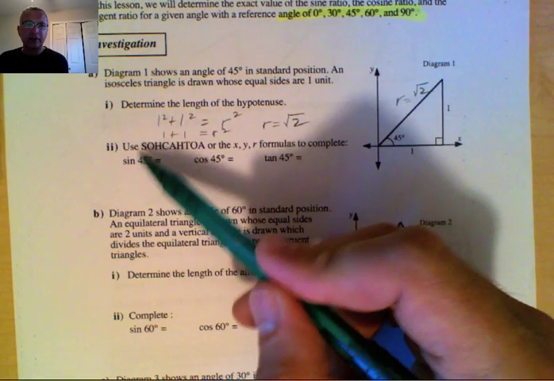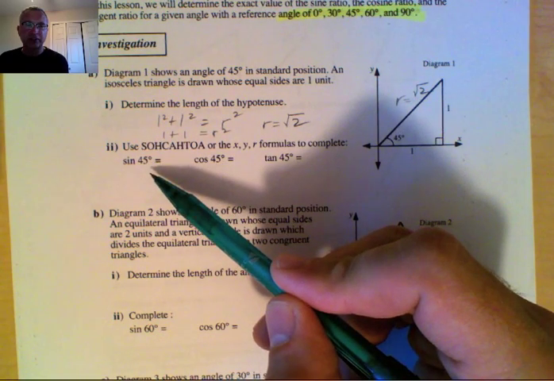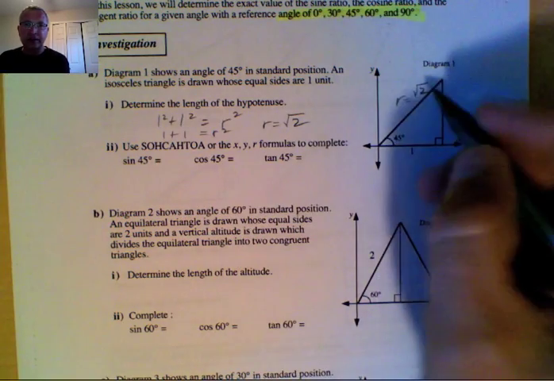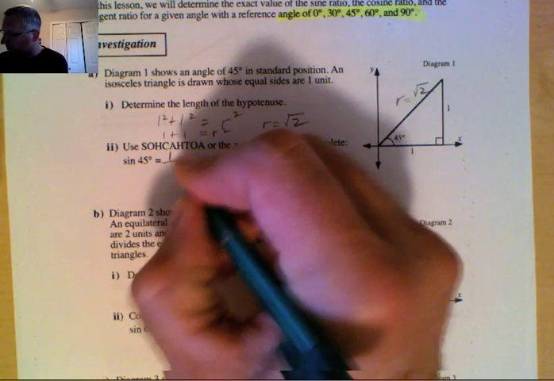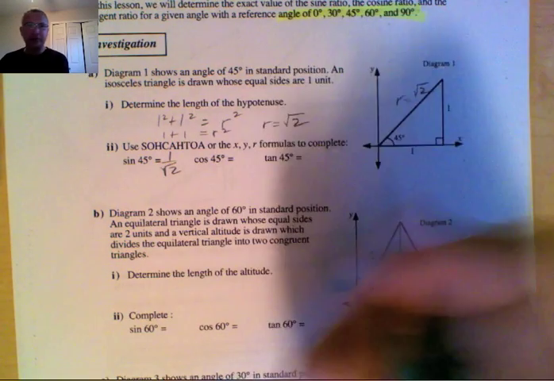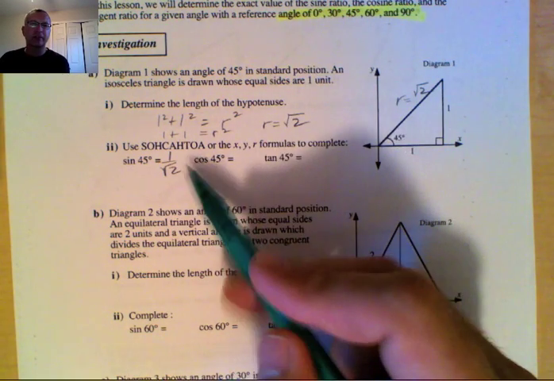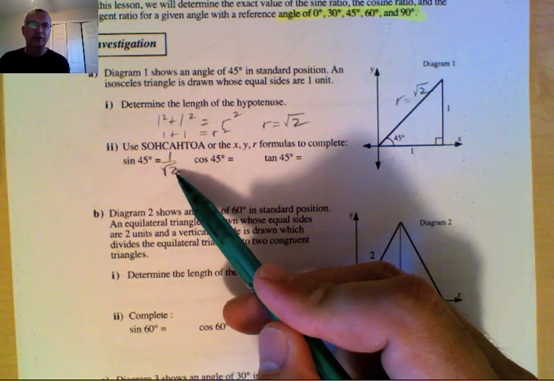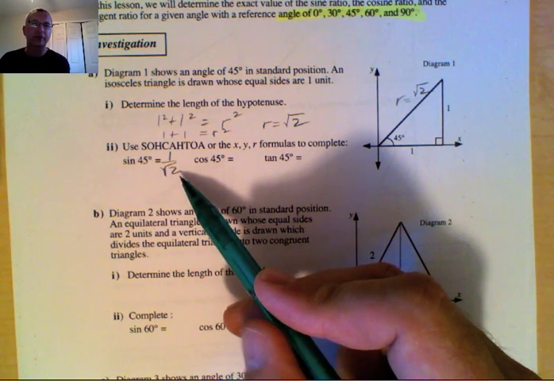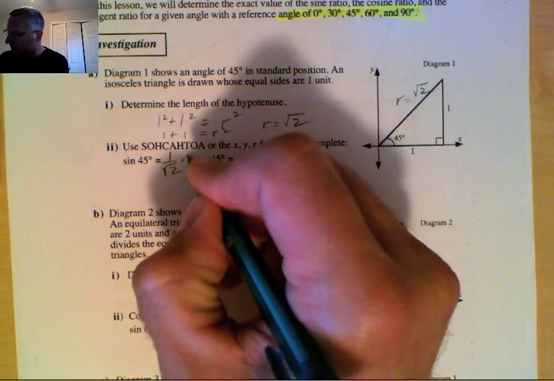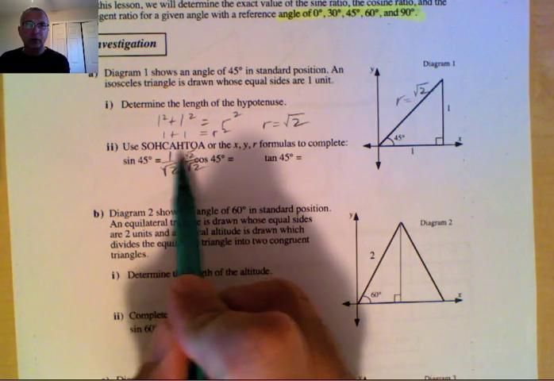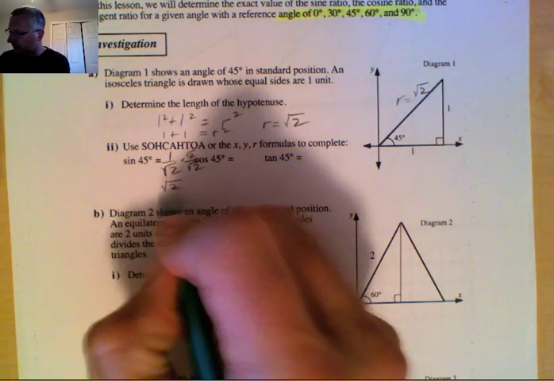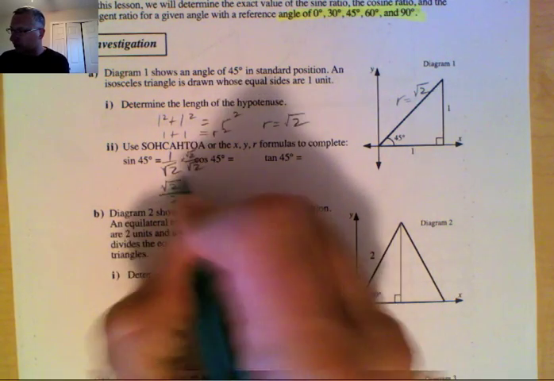And now if we come up with the ratios for sine, cosine, and tangent, sine is y over r, so it's 1 over root 2. And we learned in the last unit on radicals that mathematicians do not consider a fraction simplified if it has a radical in the denominator. So we have to multiply the numerator and the denominator by root 2. So we get 1 root 2 in the numerator, and root 2 times root 2 is just 2.